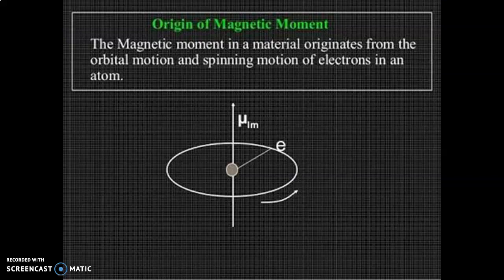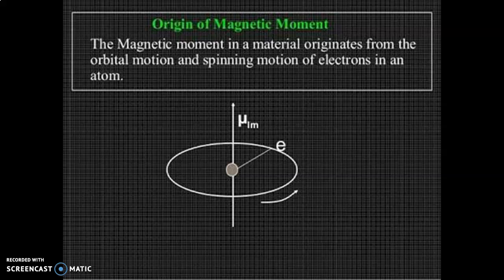Now just see this. This is the origin of a magnetic moment. The magnetic moment comes from the orbital and spin motion of electrons. See here, the electron is revolving around the nucleus, and it also rotates, that is the spin motion. So the magnetic moment of a material originates from the orbital motion and also the spin motion of the electrons. That is the basis of magnetic moment.